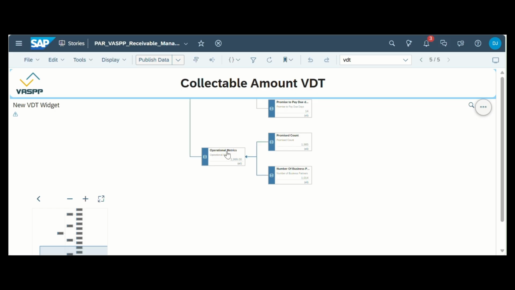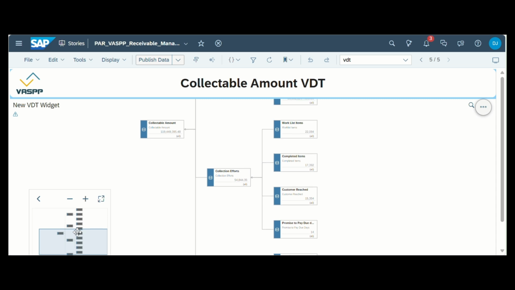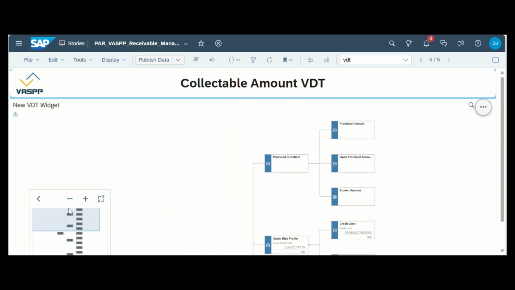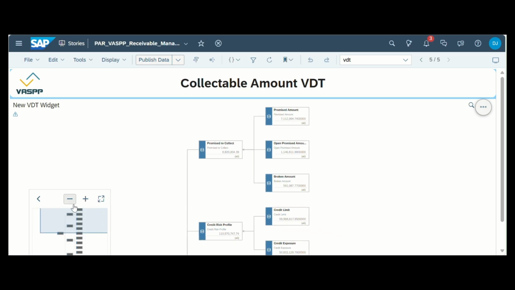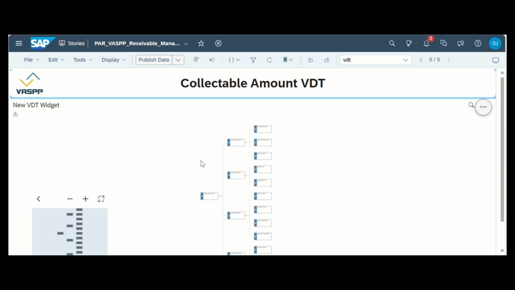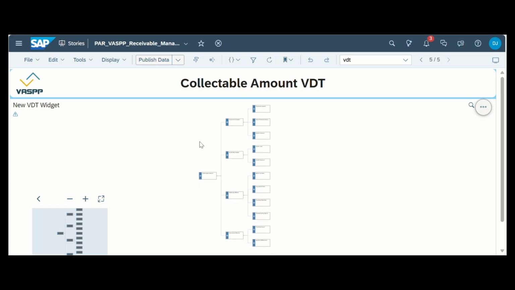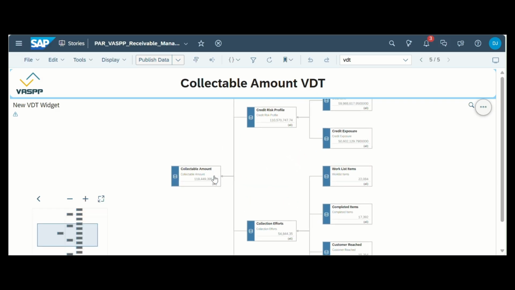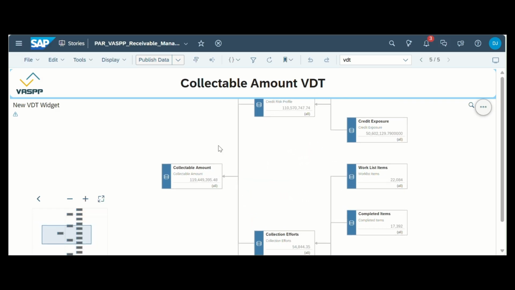What makes this tree powerful is its dynamic nature. Change any driver, and you immediately see how it impacts the collectible amount. This is perfect for what-if scenarios in review meetings. What if broken promises rise? What if customer outreach improves? With this, your receivables process moves from reactive to predictive, turning insights into action and action into stronger working capital.